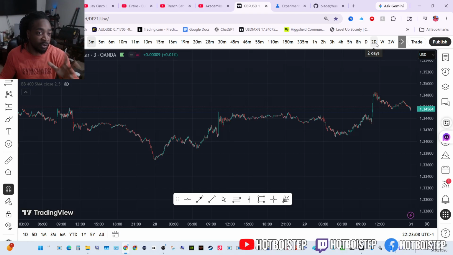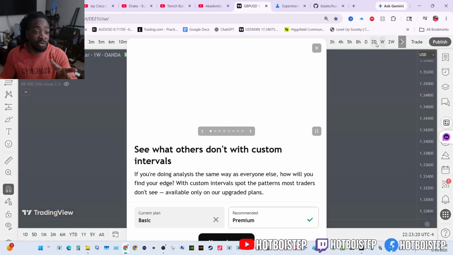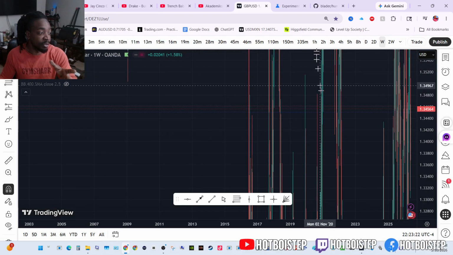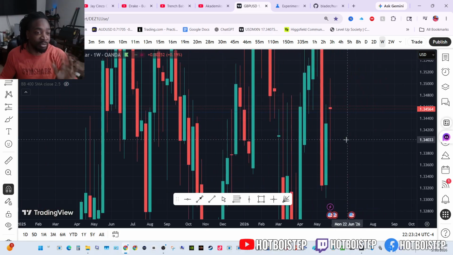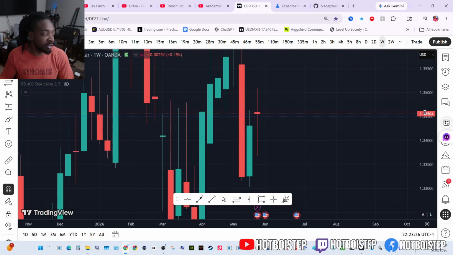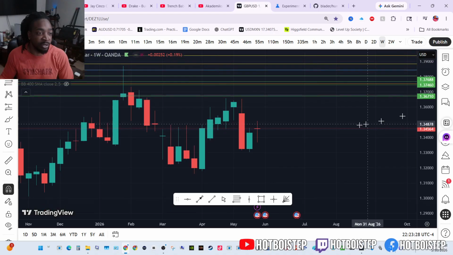I got my mouse over the 2 day chart. You want to scale out to about a 1 to 2, maybe a week chart. I'm gonna show you exactly what you're gonna do when you do this. I'm gonna get the paid version soon, but look at this. Look how easily you can see the movement here.